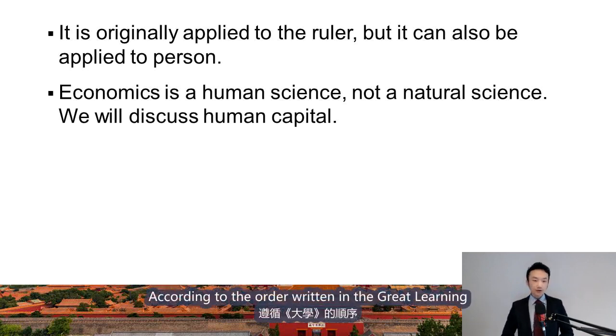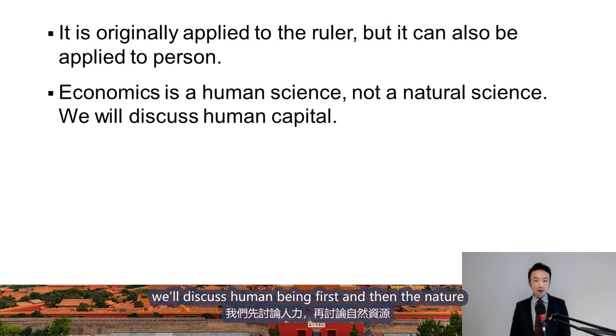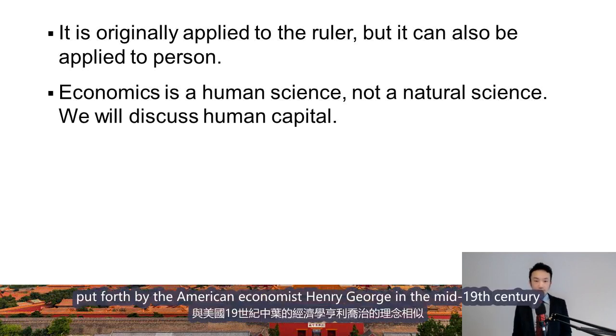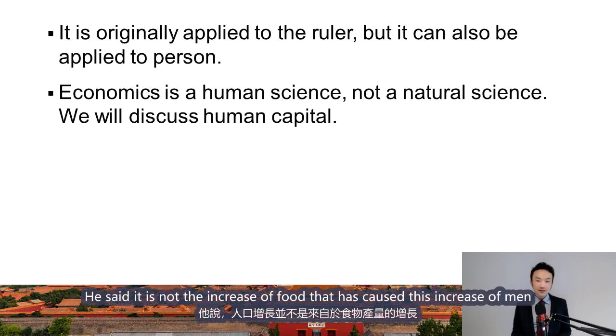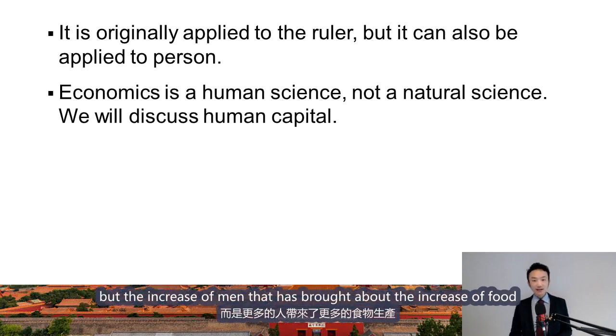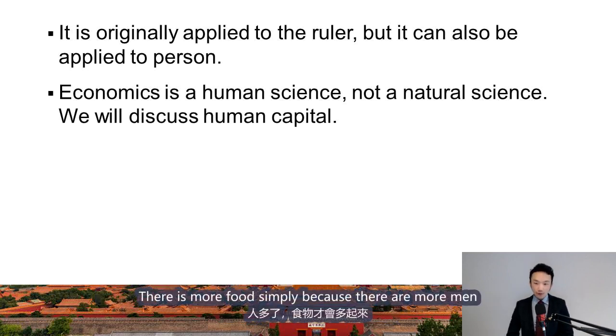Now, according to the order written in the Great Learning, we'll discuss human beings first and then nature. Well, in fact, this order is very similar to the concept put forth by the American economist Henry George in the mid-19th century. He said, "It is not the increase of food that has caused this increase of men, but the increase of men that has brought about the increase of food. There is more food simply because there are more men."